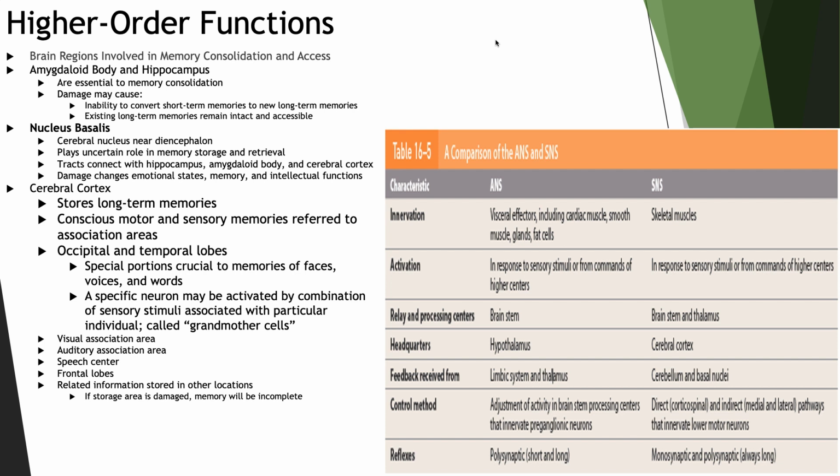Memory consolidation and access. The amygdaloid body, or the amygdala, and the hippocampus, two components of the limbic system, are essential to memory consolidation. Damage to the hippocampus leads to an inability to convert short-term memories to new long-term memories, although existing long-term memories remain intact and accessible. Tracks leading from the amygdaloid body to the hypothalamus may link memories to a specific emotion.